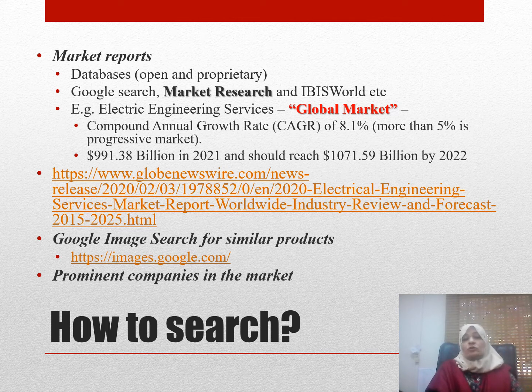You can also have a look at Google Images, which also helps us understand the progress. You can even list down and look at the prominent companies relevant to the industry you are intending to work with. So these are different techniques through which we can get information from open and proprietary databases, and at the same time, we can also look at the progress of future industries.